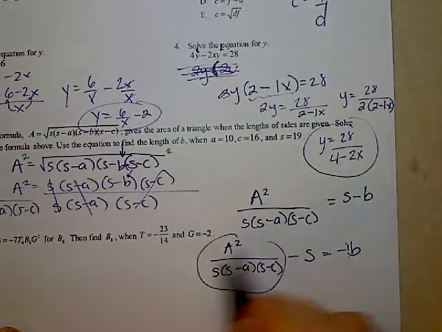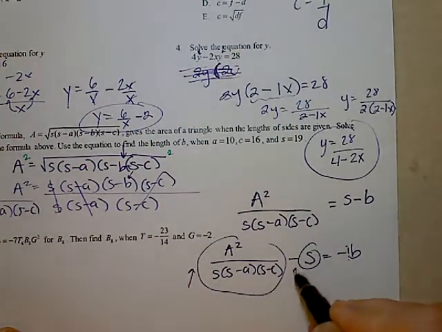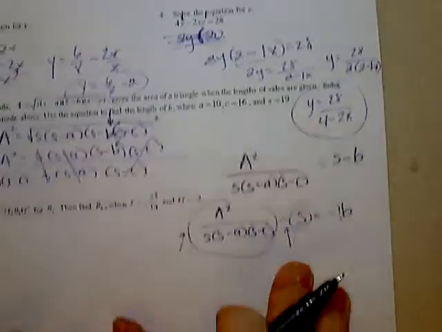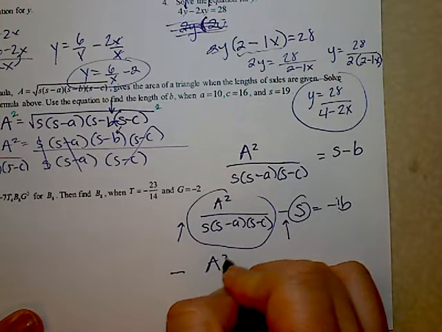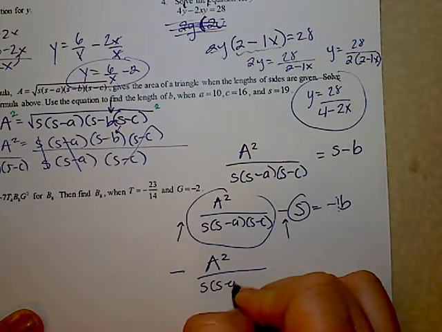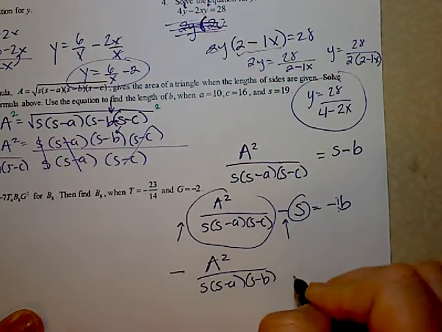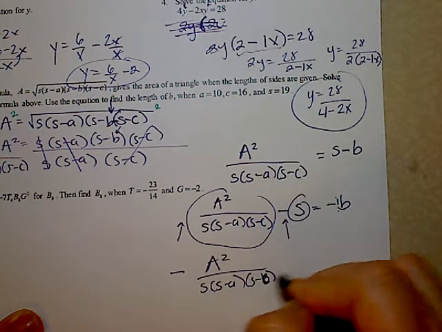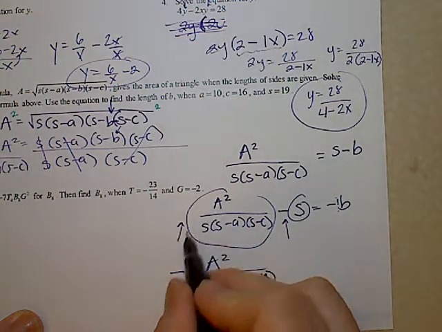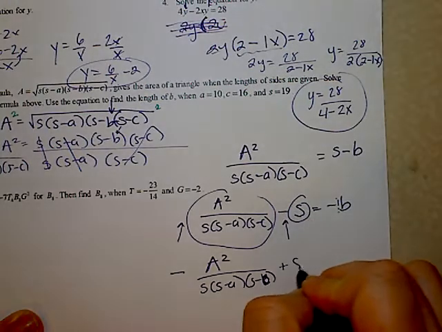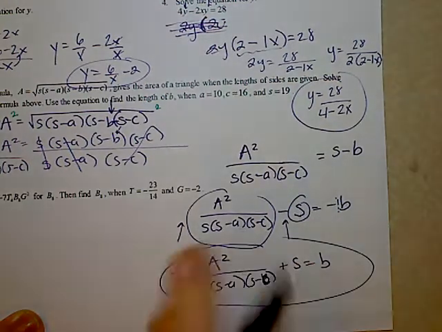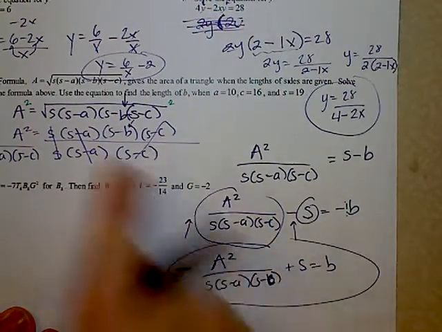This group is currently positive, and this group is currently negative. When I divide by a negative, it will become negative A squared over s times s minus a times s minus c, excuse me. Positive became negative, and negative became positive. We've now solved for little b.